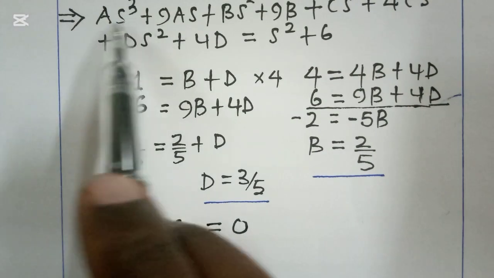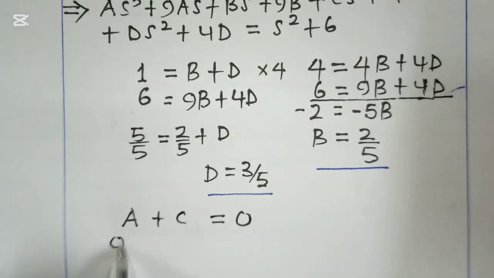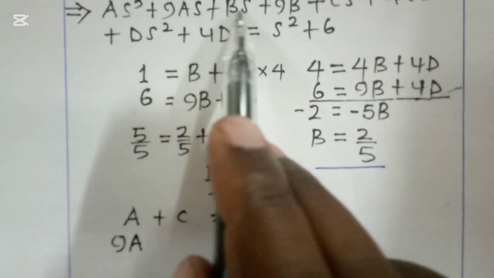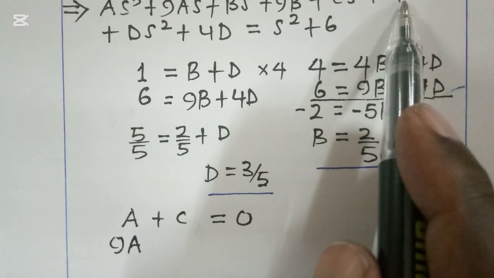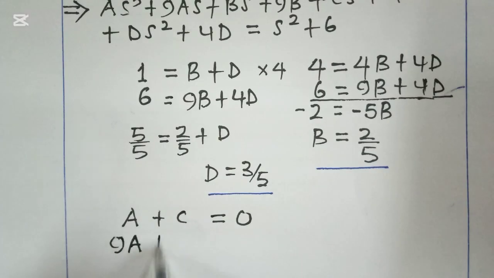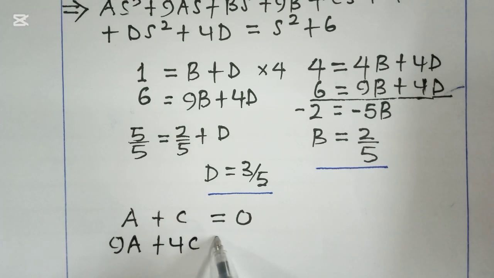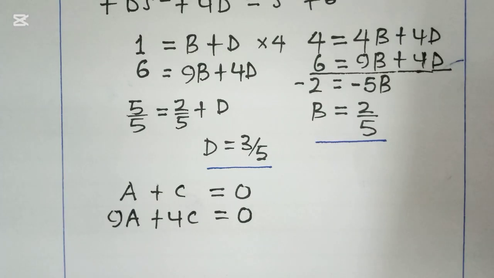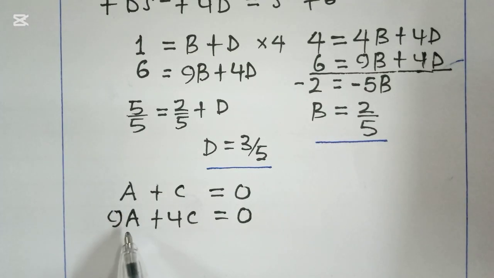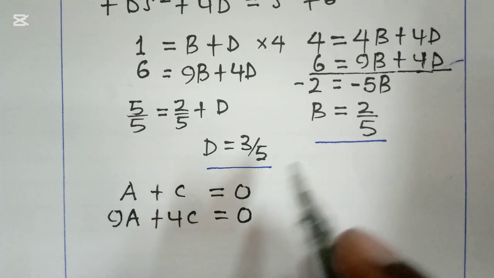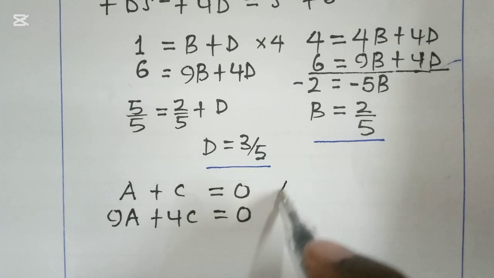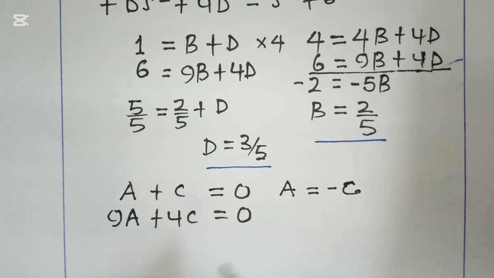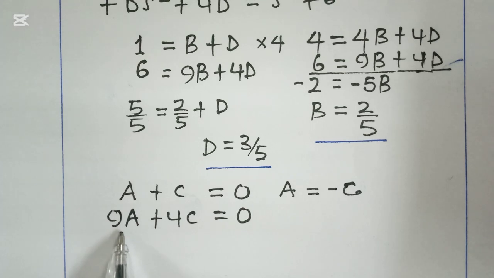So the coefficient for s on this equation will be 9a. You can see it has an s, and then we look for another one that has only an s, that is 4c plus 4c. This gives us 0. So guys, now we come and do our question. As you can see, a is going to be equal to negative c. And guys, I can now replace my a here with negative c.